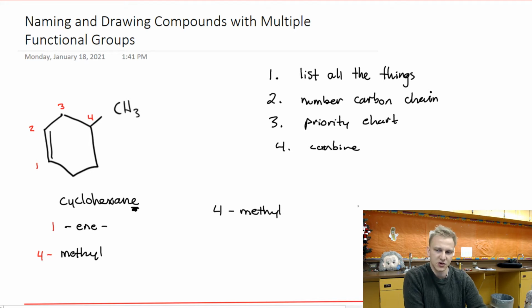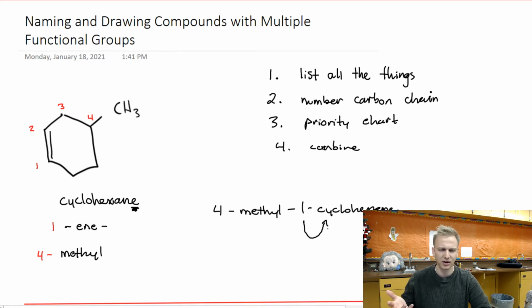And then what I'm going to do, some of you will want to put a 1-cyclohexene like this. The problem with doing so is that these numbers always communicate the location of the next functional group. So if we have a number 1 here, the next functional group is this cyclohexane. And that means that somehow on carbon number 1, there is a cyclohexane. That doesn't make any sense with our molecule. And so what we actually need to do is change the order that this is written.